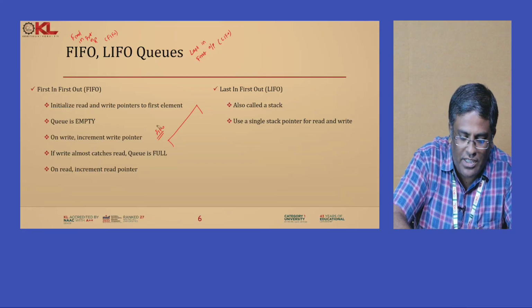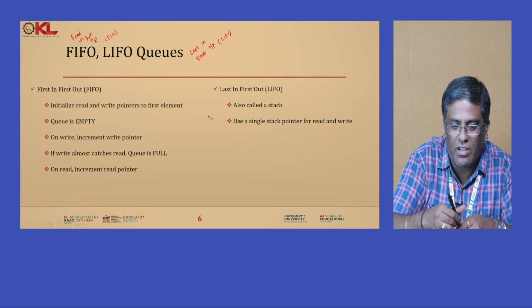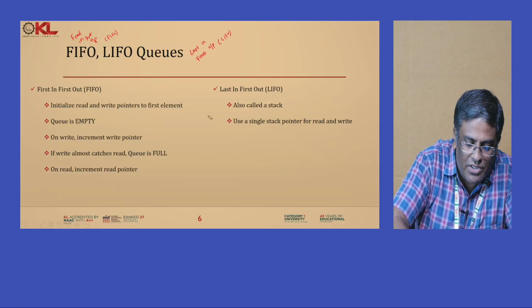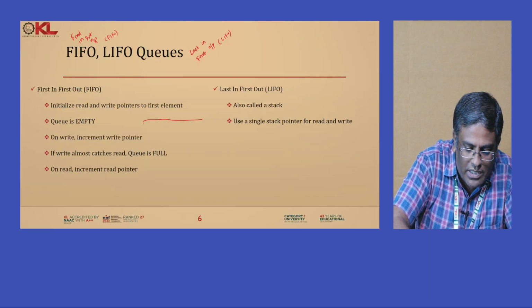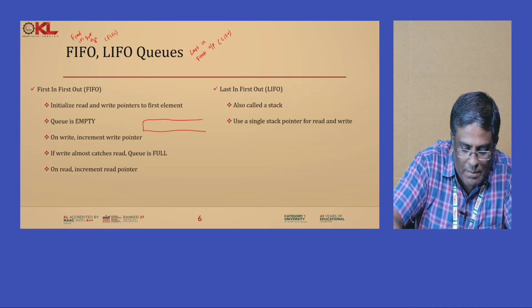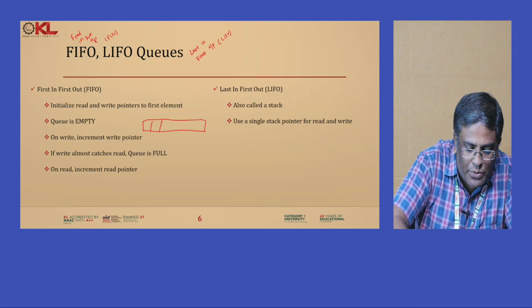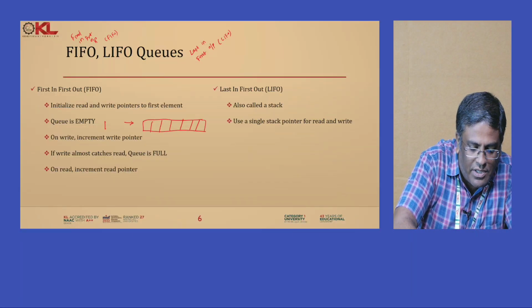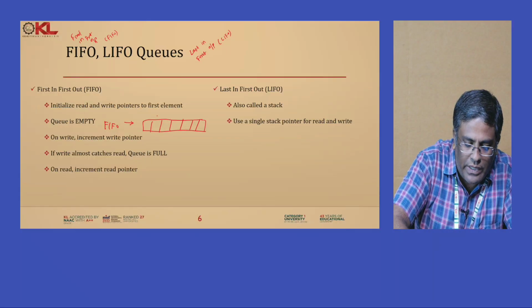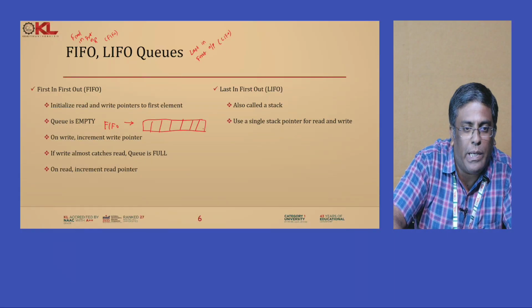Let me draw it in a different way, because it's just in a straight line, right? Let me draw the structure of the queue in this manner. Like this, the queue can be arranged over here. As the statement said, this is nothing but first in first out. Whatever data comes in first is going to move out first.